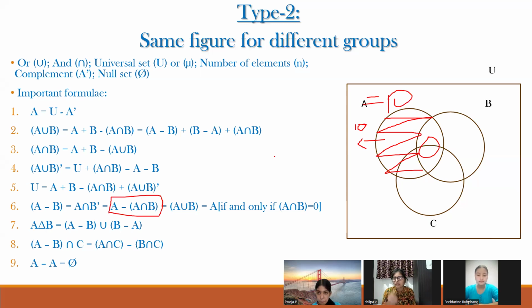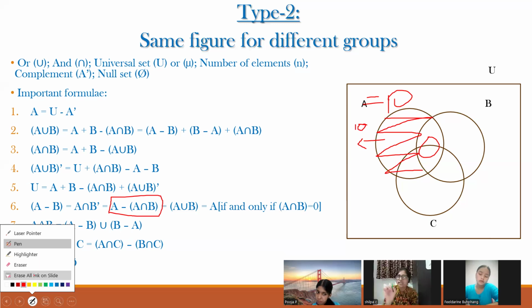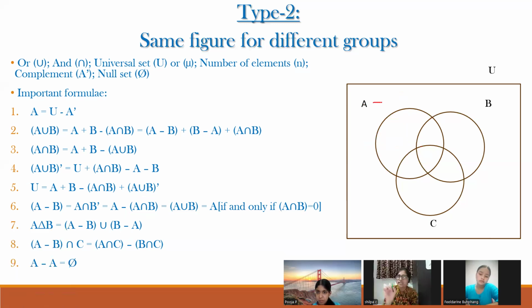I didn't get it, ma'am. Okay. The given set A, the value of A is 10. But what about the outside places, like the universal set is also 10? How? No, we are not considering the universal set. We are only considering this red shaded portion.